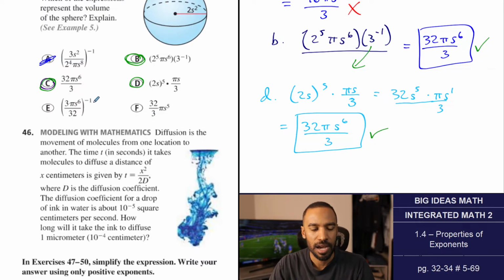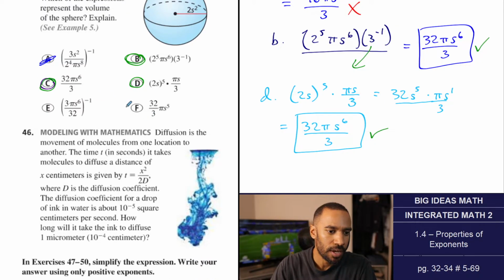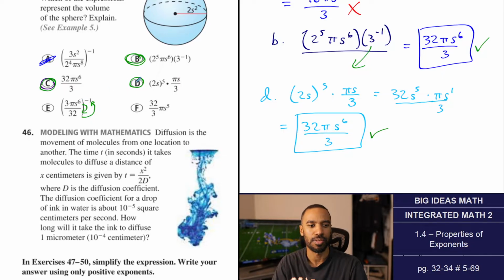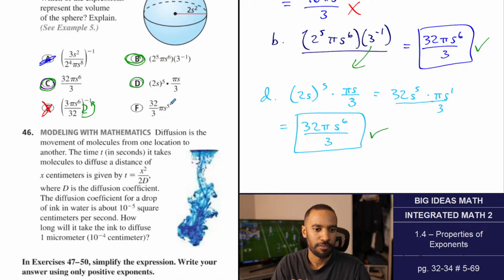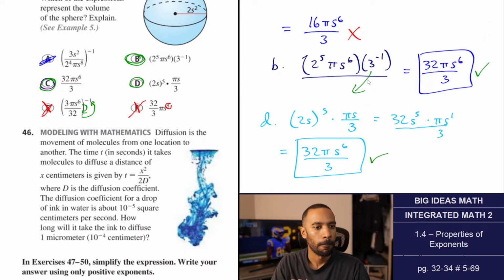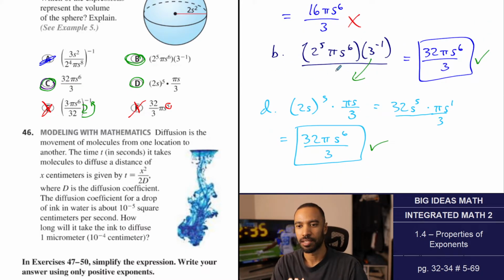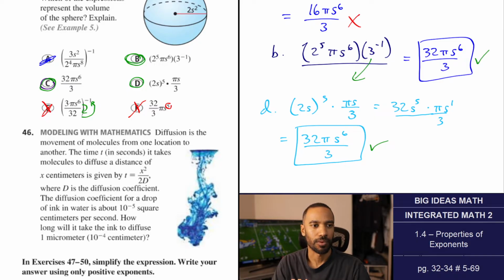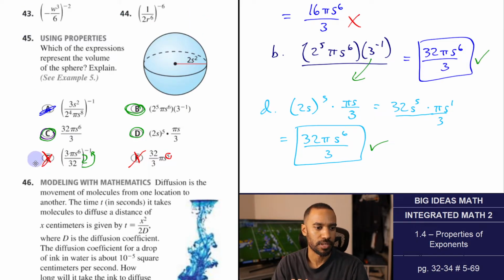Let me debunk E automatically here. If we are going to bring this down and this up, yes, 32 goes up and 3 goes down, but pi and s to the 6th go down with it, so it can't be E. And F has s to the 5th instead of s to the 6th, so because of that part, otherwise it would be correct, it's not F. So B, C, and D. B, C, and D. Okay, cool. I'm glad we got to do some of those other ones, actually.